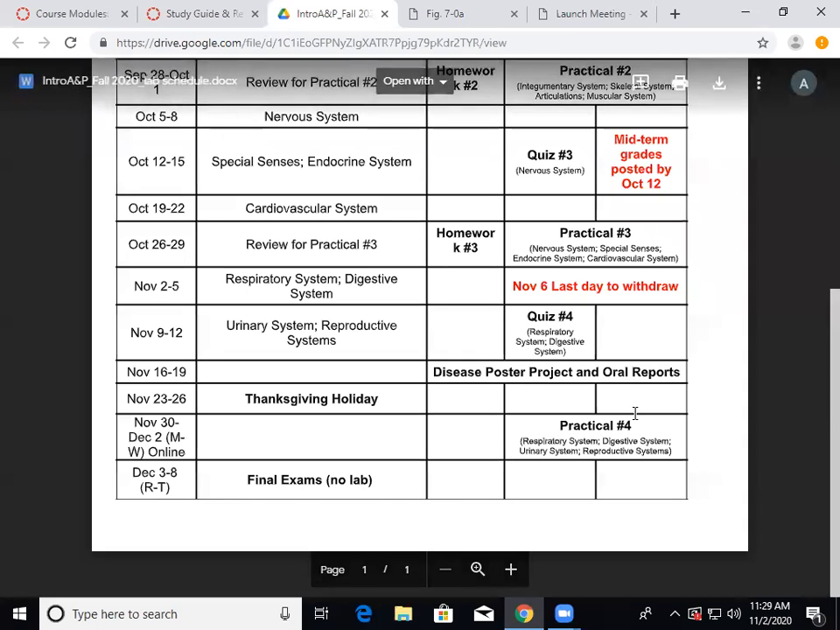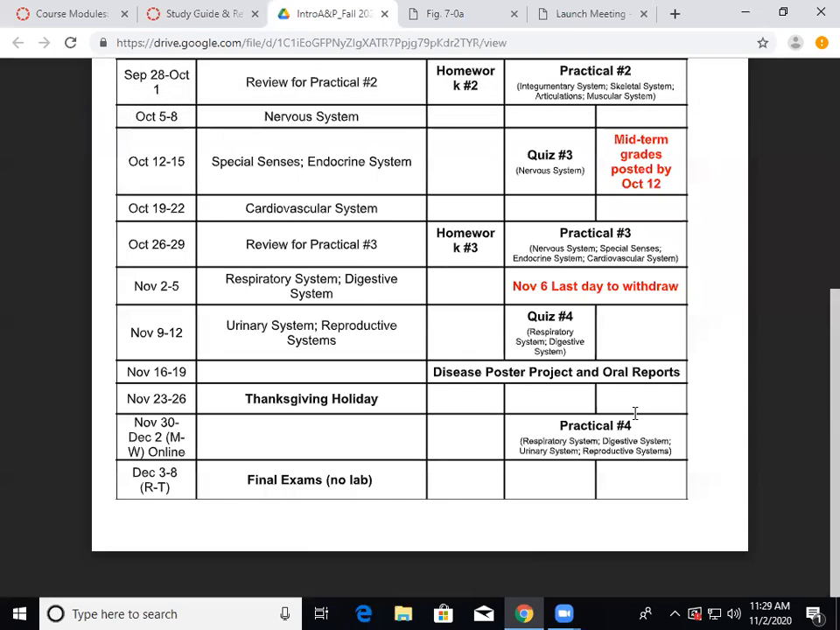All right, so we are in the week of November 2nd through the 5th. Can you believe it's November already? So we are getting ready to get going with the respiratory system and the digestive system. I haven't finished grading practical 3. Hopefully I'll go over that on Wednesday with you. All right, that's what we're going over this week.